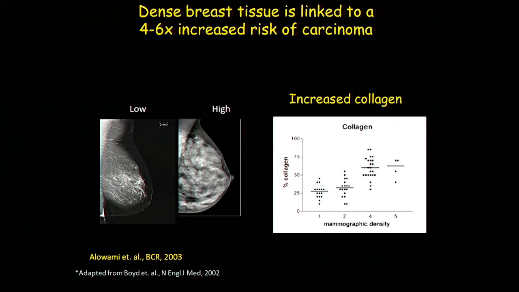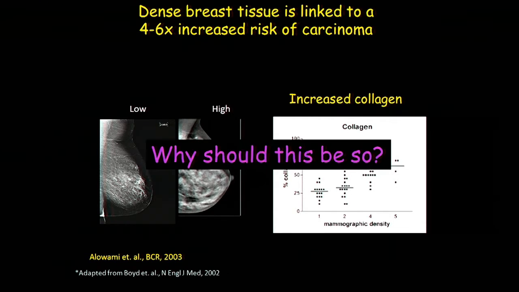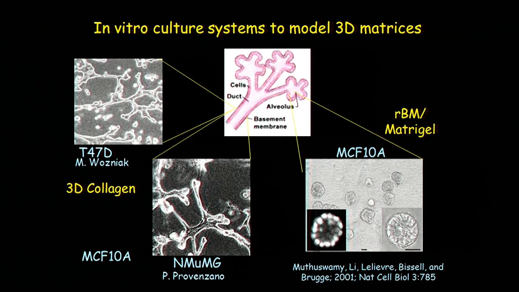In Norman Boyd's lab, they discovered that high mammographic density is largely correlated to an increase in the amount of collagen that's in that connective tissue microenvironment. So why should this be a risk factor for developing breast cancer? And that's what we've been setting out to look at for part of this.